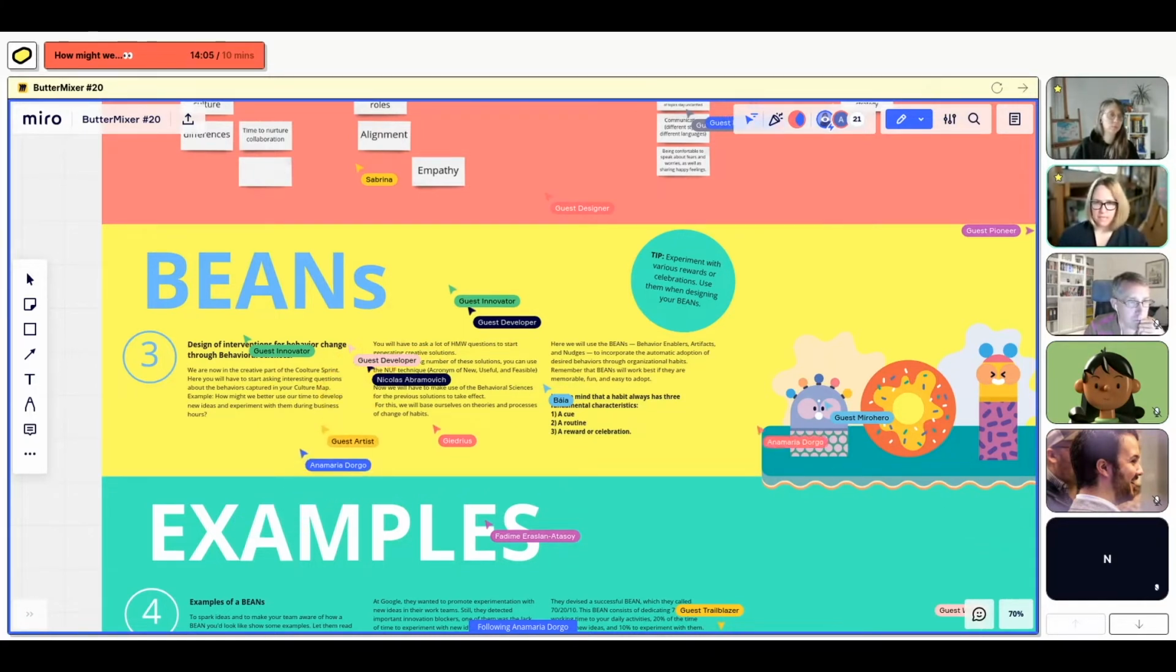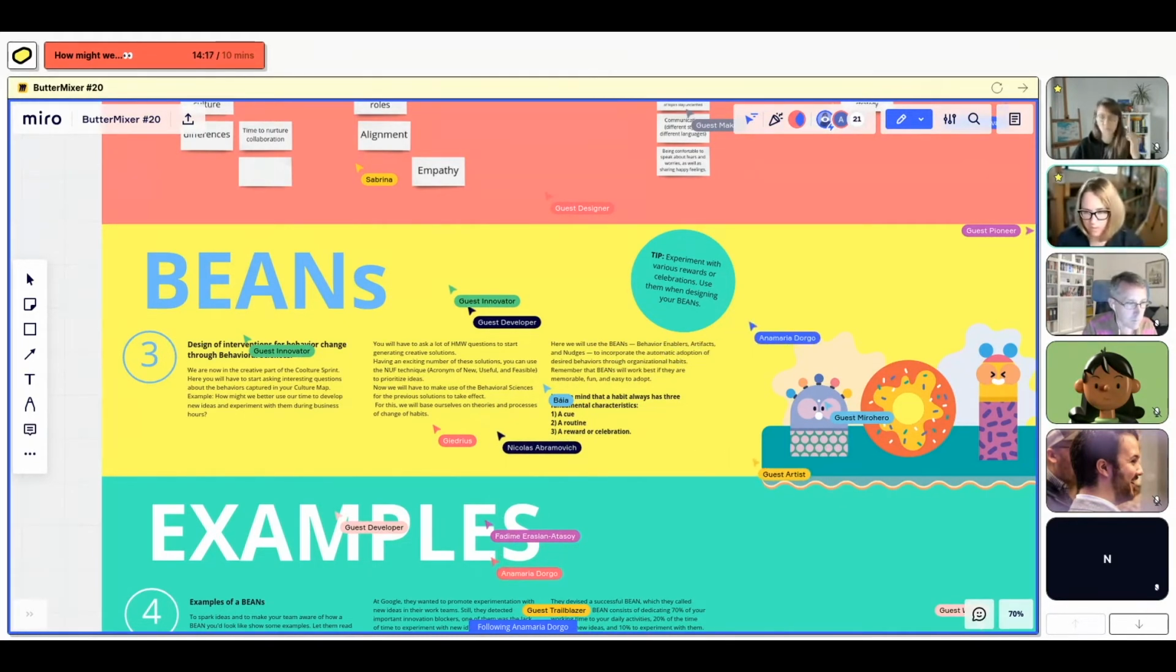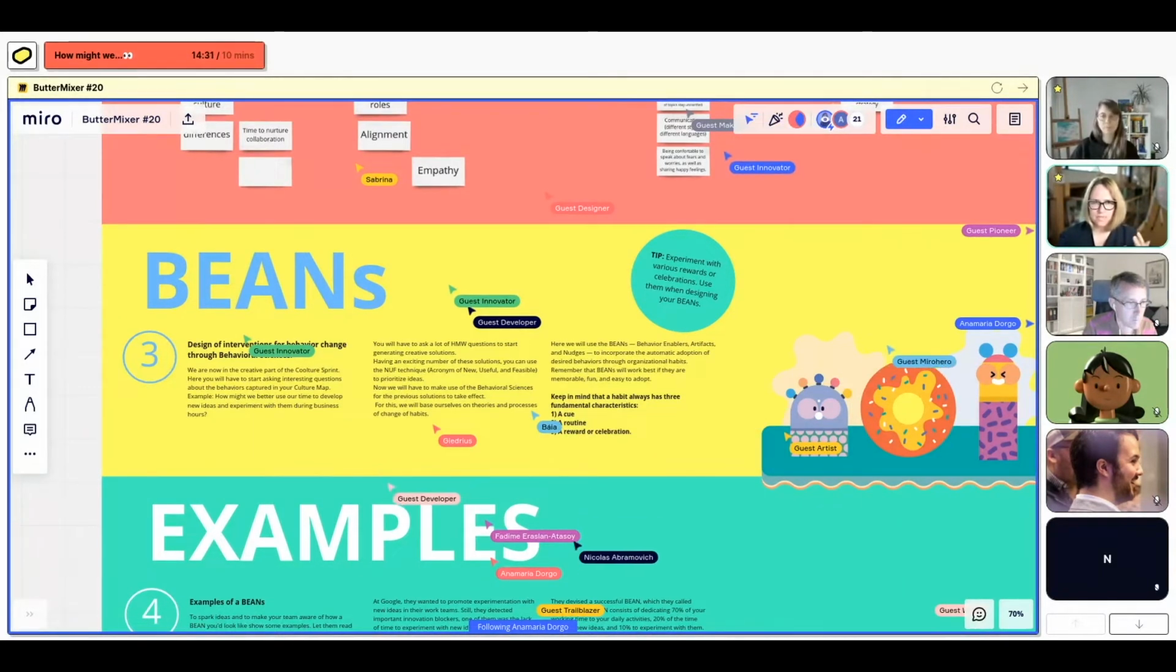So keep in mind that habits always have 3 fundamental characteristics. They need to have a cue, they need to have a routine, and they need to have also a reward or a celebration. So these 3 elements need to be included in a bean. And the cool thing is we are able to design these. So think of beans as a good habit.